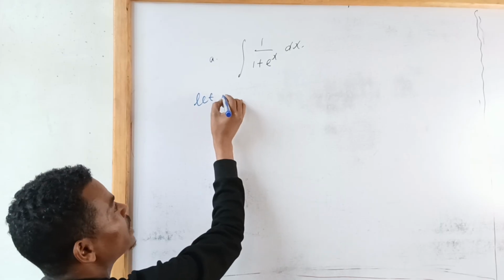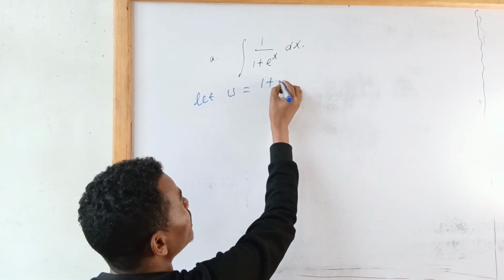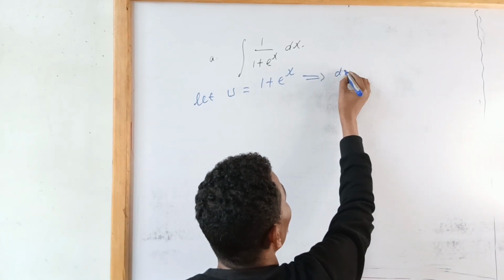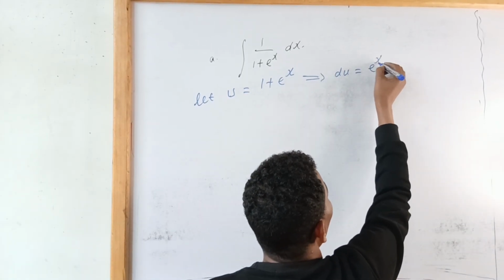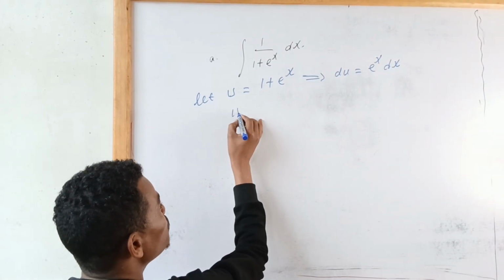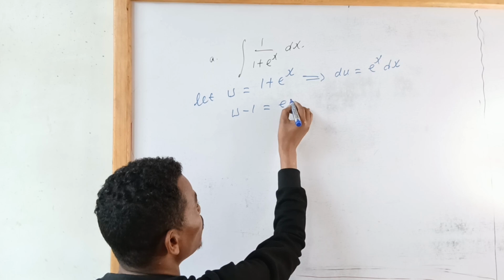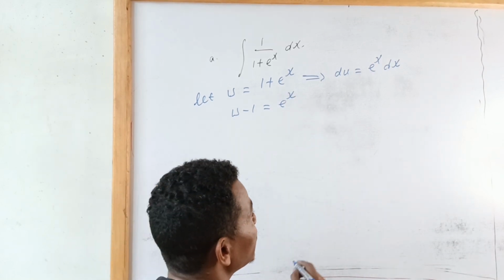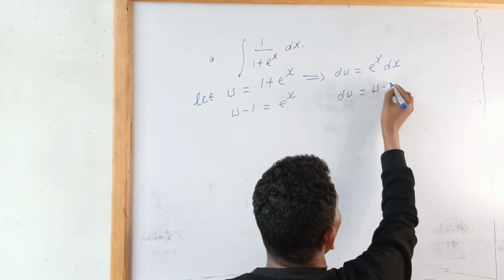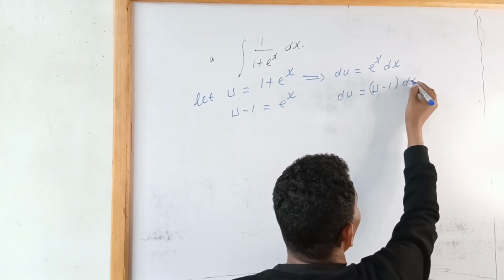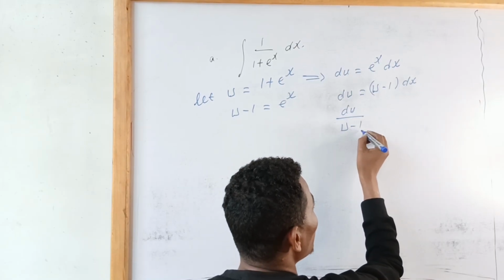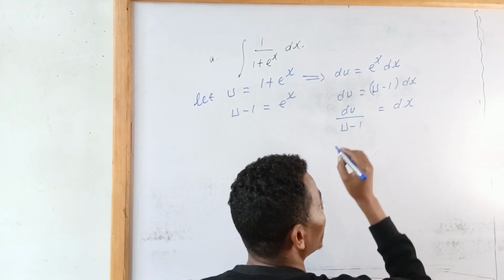Let u is equal to 1 plus e to the power of x. This implies du is equal to e to the power of x dx. And from this, u minus 1 is equal to e to the power of x. That is, du is equal to u minus 1 dx. And from this, du over u minus 1 is equal to dx.